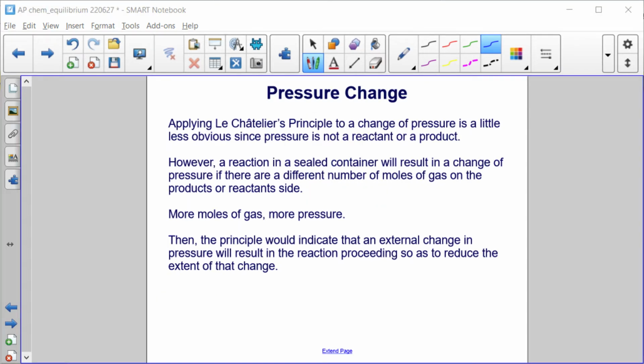Pressure changes. Applying Le Chatelier's principle to a change of pressure is a little less obvious, since pressure is not a reactant or a product. However, a reaction in a sealed container will result in a change of pressure if there are a different number of moles of gas on the products or reactants side. If there are more moles of gas, there will be more pressure. Then, the principle would indicate that an external change in pressure will result in the reaction proceeding so as to reduce the extent of that change.